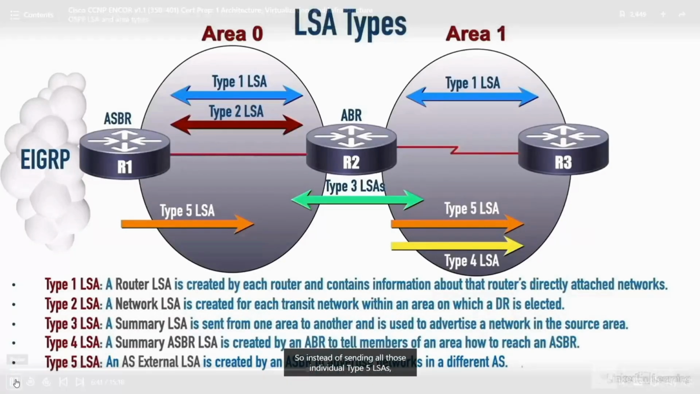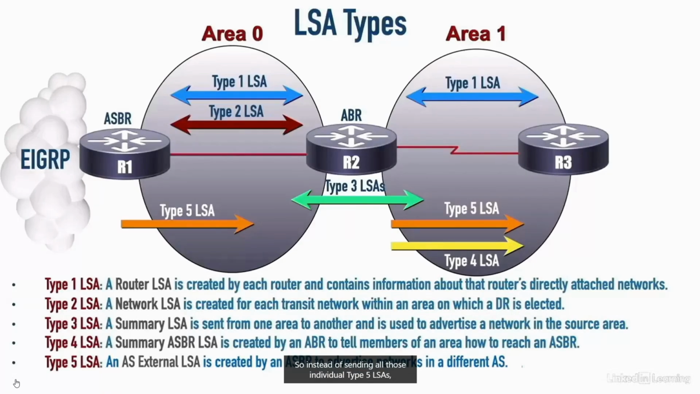So instead of sending all those individual Type 5 LSAs, what if we do this? What if instead we send a default route using a Type 3 LSA? We can say, if you don't know explicit information about how to get to this network, go here. So R3 is going to say, I don't have explicit information about how to get to this network that lives in the EIGRP autonomous system.